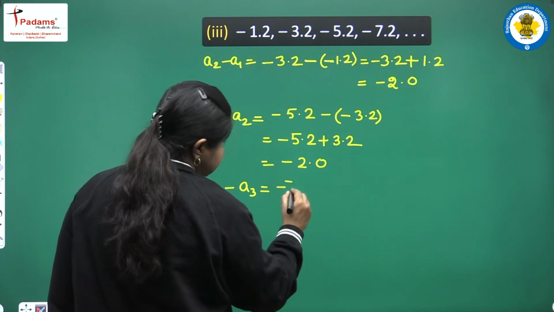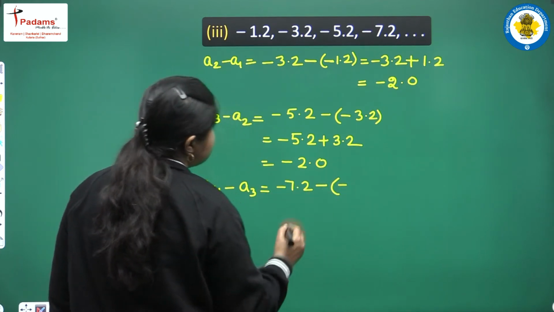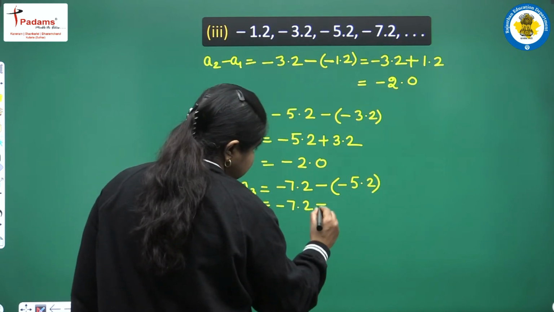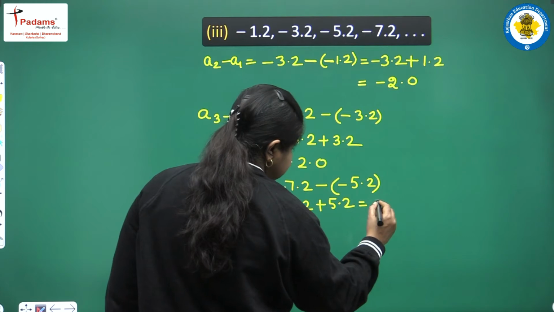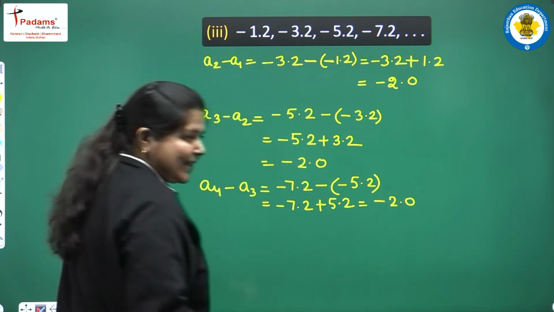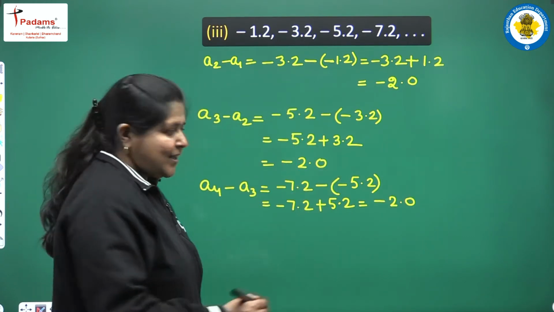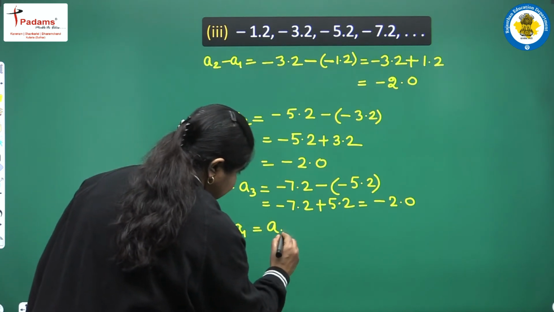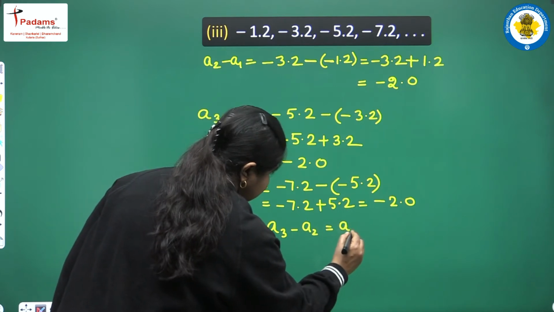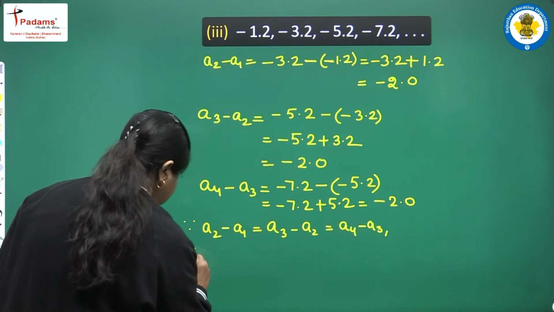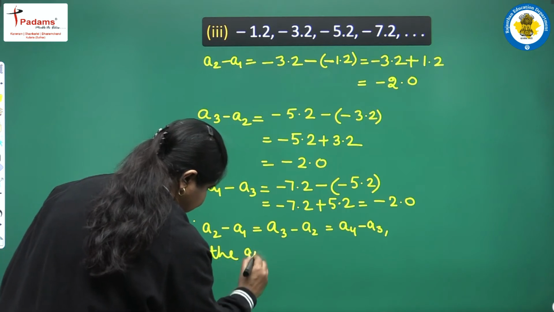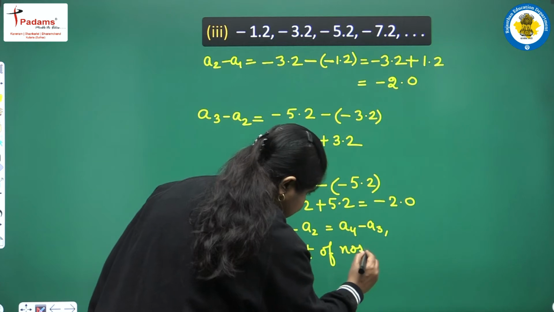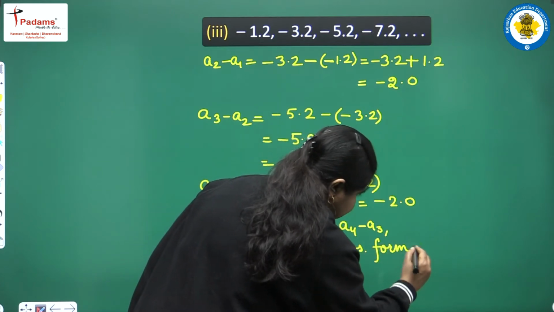A4 इज माइनस 7.2 और इसमें से हम माइनस कर रहे हैं थर्ड टर्म विच इज माइनस 5.2. दिस इज इक्वल टू माइनस 7.2 प्लस 5.2. अगेन इट इज इक्वल टू माइनस 2.0 and again the difference is same in this case. So we can write here, since A2 minus A1 is equal to A3 minus A2 is equal to A4 minus A3. Therefore, the given list of numbers form an AP.